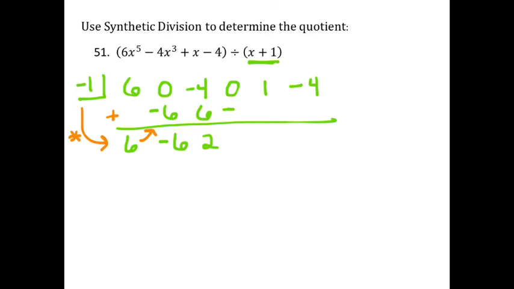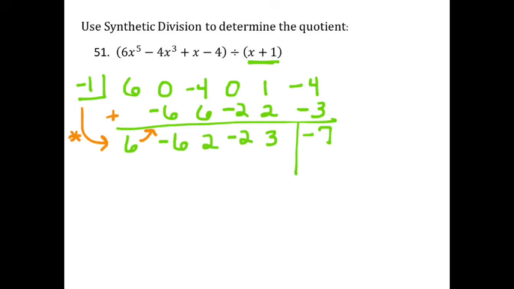Negative 1 times 2 is negative 2. 0 plus negative 2 is negative 2. Negative 1 times negative 2 is positive 2. 1 plus 2 is 3. And negative 1 times 3 is negative 3. Negative 4 plus negative 3 is negative 7, which will be our remainder.